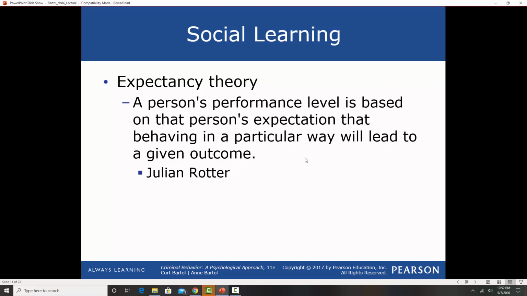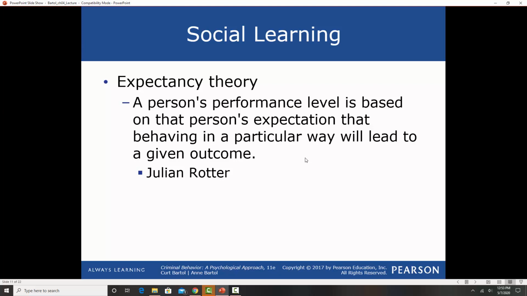He focuses on the importance of expectations about the consequences of behavior. It suggests at some level we ask ourselves, what happened to me before in this situation, and what will I gain this time? Expectancy theory argues that a performance level, or behavior is what they're talking about, is based on that person's expectations that behaving in a particular way will lead to a given outcome.